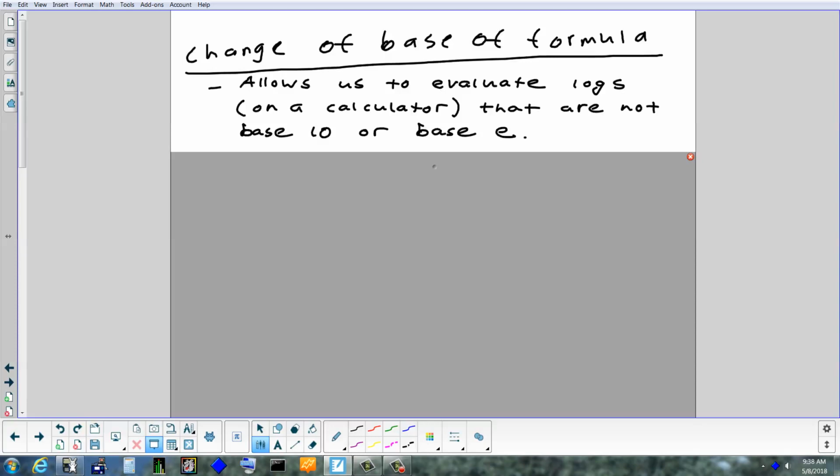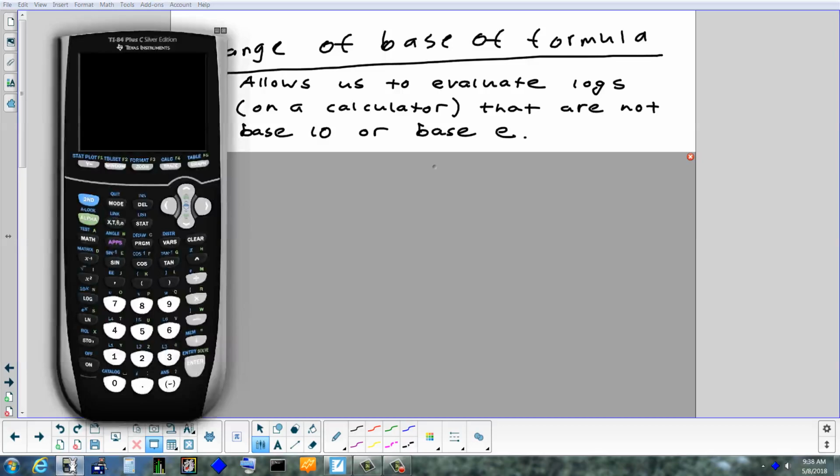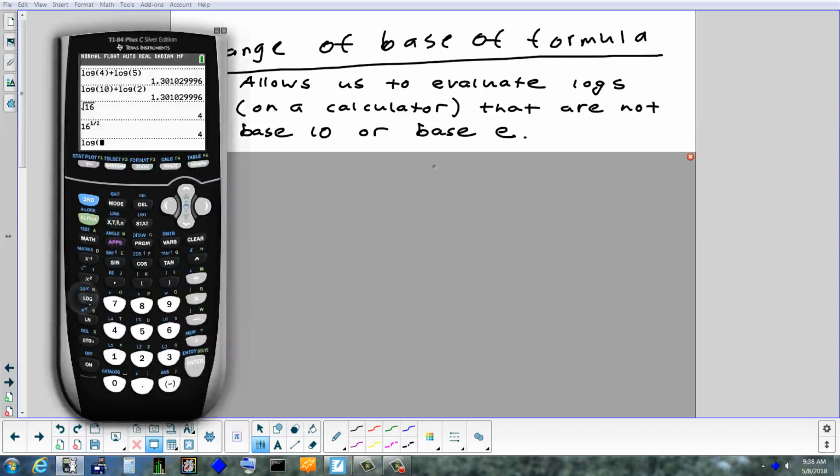What this formula allows us to do is type in any base that you want into the calculator. Now, without this formula, there's only 2 bases you can type in right now. Can someone remind me, what's one of the bases that we can press a button for on the calculator? Yep. Log of 10. So base 10. Yep. And base E. Those 2 buttons are on my calculator, right next to the 7 and next to the 4.